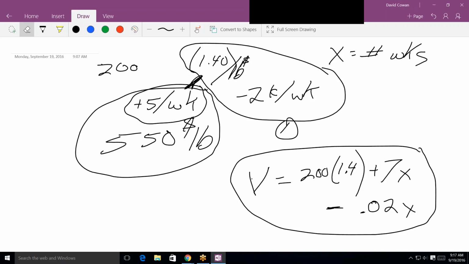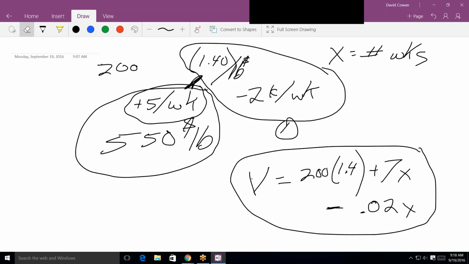2 cents per pound. And if it goes up by 5 pounds, right, you don't get $1.40 per pound of that gain, because in that week's time, it's no longer worth $1.40 a pound. It's worth $1.38 per pound.